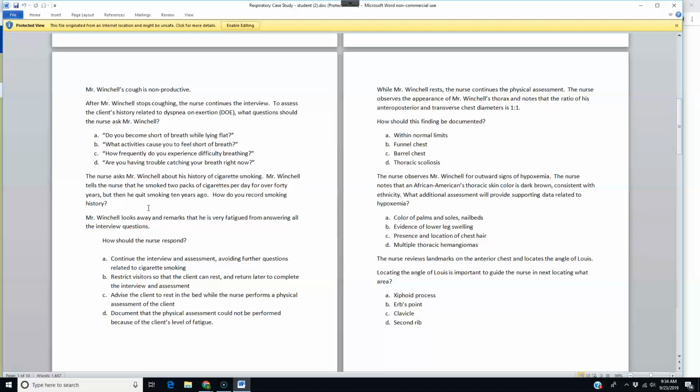Why does a barrel chest happen? This is something that doesn't happen overnight. This is something that progressively begins to occur over many, many years. And the reason a patient gets a barrel chest, I'm not going to tell you. I want you to find out why, and then I'm going to come back on Wednesday in class and ask you to tell me why a patient develops a barrel chest. What's the pathophysiology behind it?